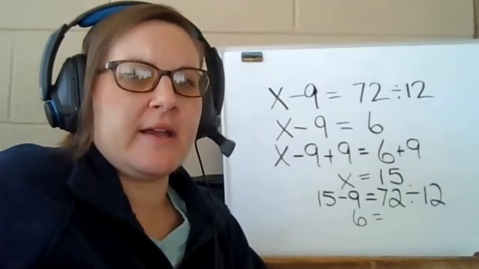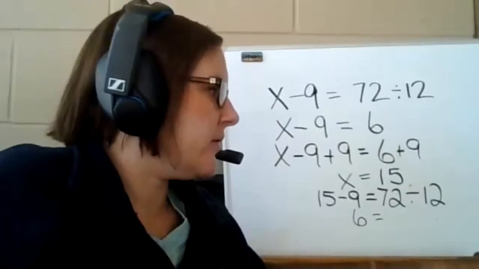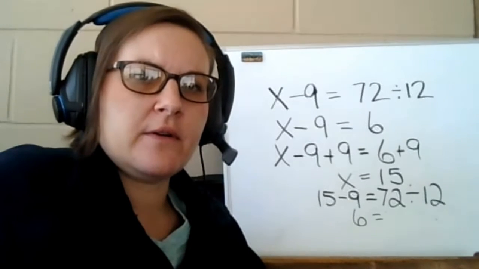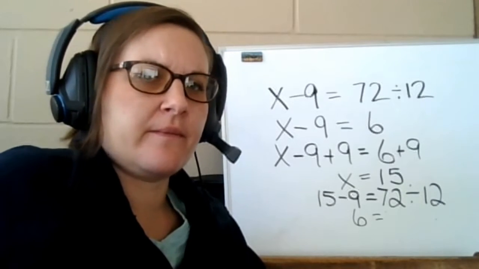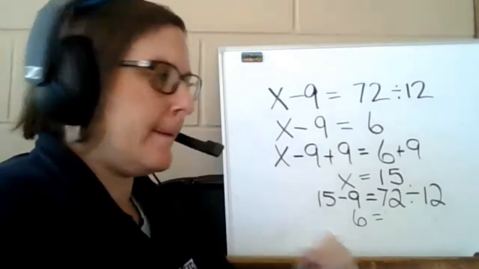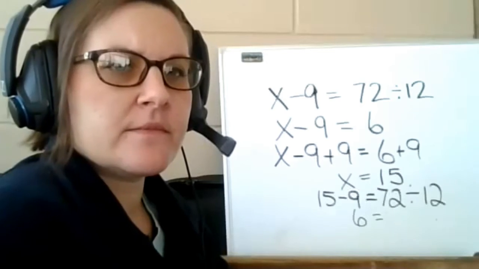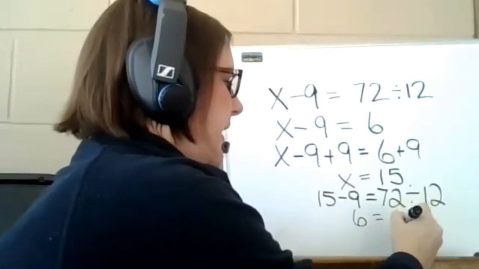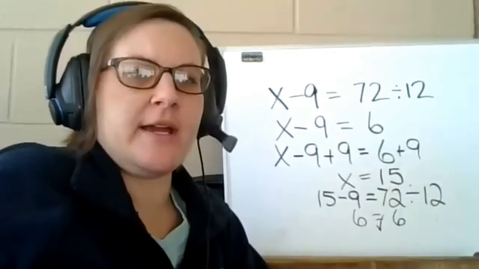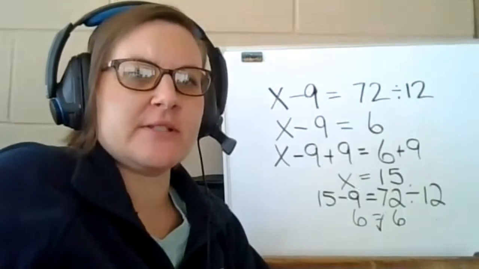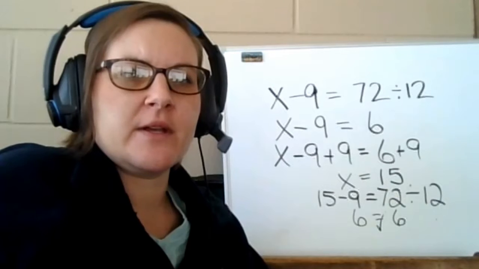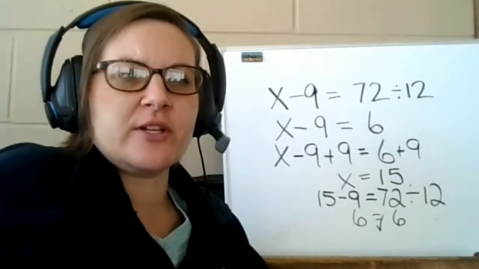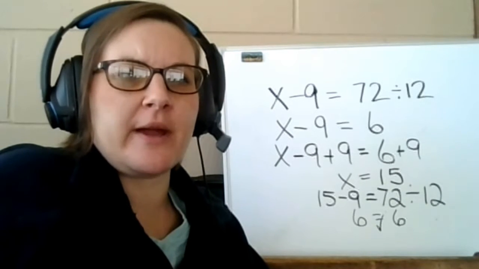And then what's 72 divided by 12? 6. All right, so did we do this problem right? It's equal on both sides, then that means yes, we did. We did do it right. So congratulations, we did this equation problem right.